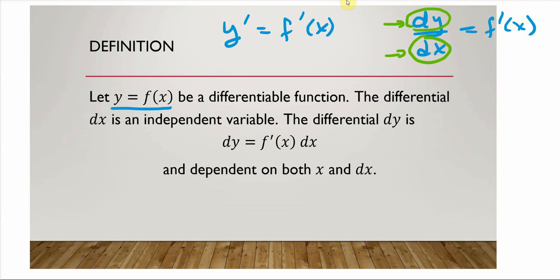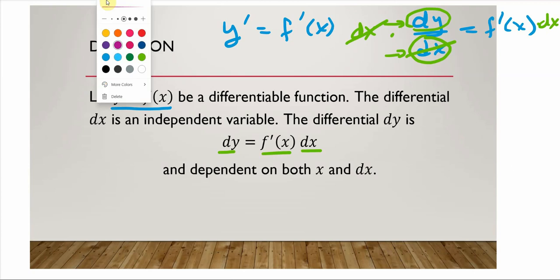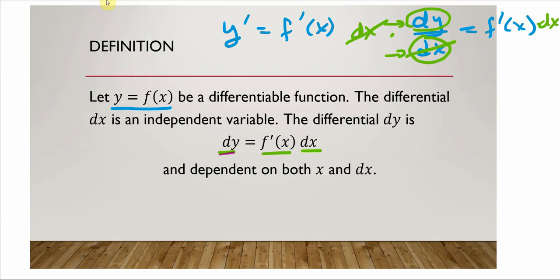So if I take the derivative of this using this notation, and I multiply by dx on this side, what I do to the left, I must do to the right. So I multiply by dx on this side. The dx here and the dx here reduce to a 1. So what am I left with? I'm left with dy is equal to f prime of x times dx. So we can honestly say that the dy is really dependent on both the x and the dx. So that's one of the objectives. What is the dy dependent on? The dy is dependent on the x and the dx.